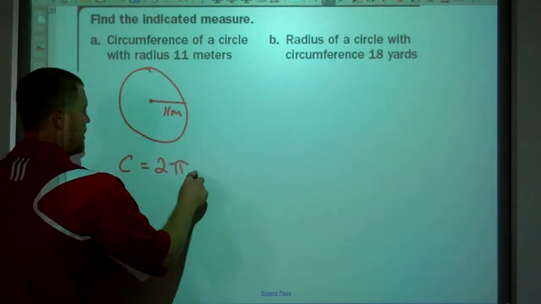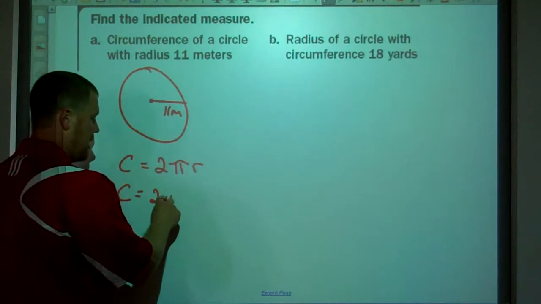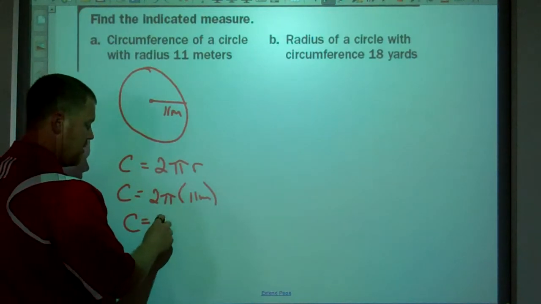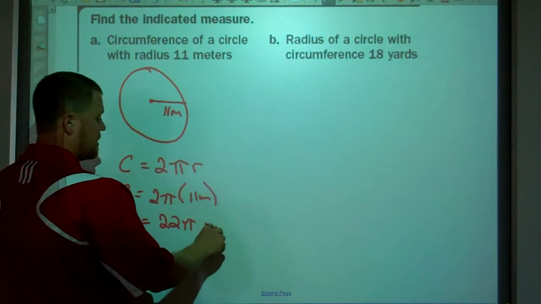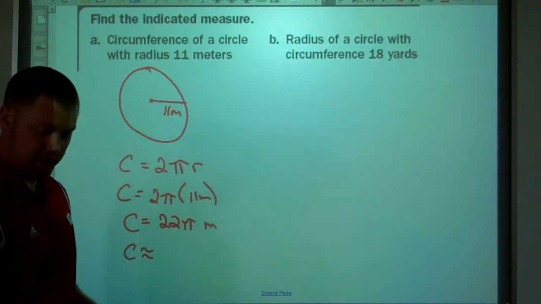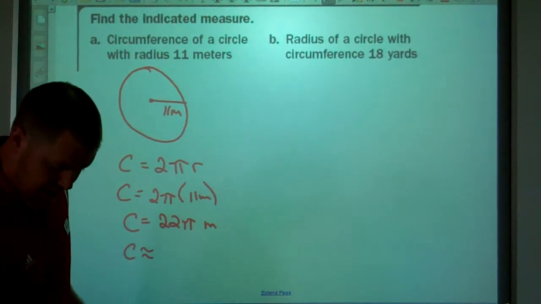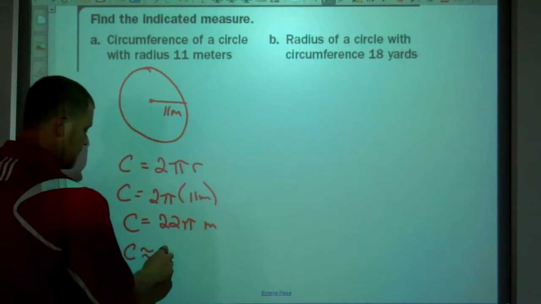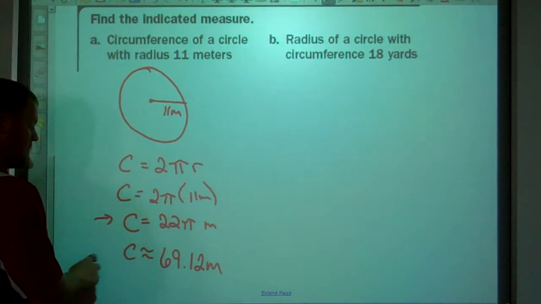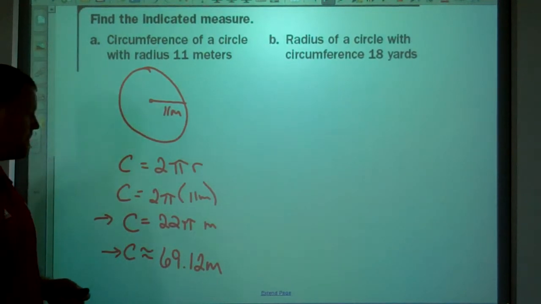equals 2 pi r, and I want to use that equation because they give me the radius. So substituting that value, 2 pi r, r is 11 meters. So the circumference equals 2 times 11, that's 22 pi meters. That would be the exact answer, 22 pi. The approximate answer would be to plug it into your calculator and actually use the pi button unless you are otherwise told, 69.12 meters. Exact answer, approximate answer. Know the difference. Very good.